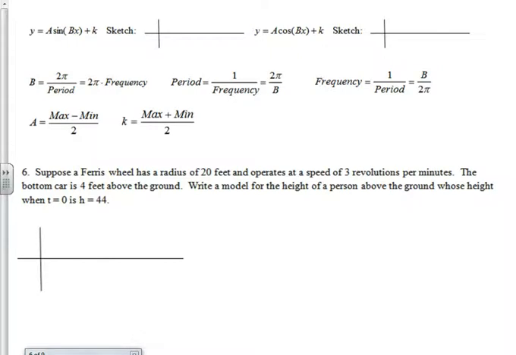Number 6, Ferris wheel. Now this got me at first. I had to key this twice before I could figure out what I was doing wrong. It says a radius of 20 feet. I do not give a hoot about the radius of a Ferris wheel. What I need to know is about the diameter. The diameter is going to be 40 feet because diameter measures from the bottom to the top of the Ferris wheel, and that's what I'm interested in, the position of the person off the ground. So it operates at 3 revolutions per minute. So what they just told you was a frequency.